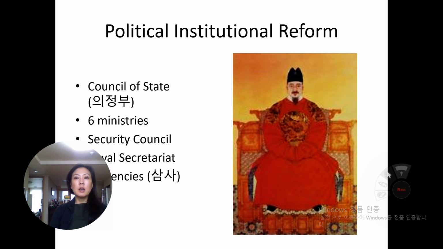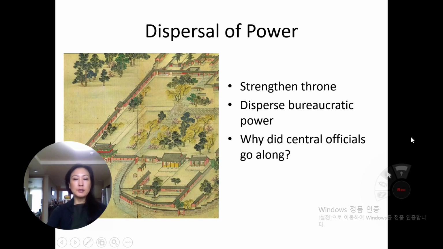So really, what this institutional reform tried to accomplish was to strengthen the throne. The power of the king had declined so much by the end of the Koryo dynasty that this was necessary to strengthen the throne and to even out the balance of power. And this included the dispersal of power. So again, strengthening the throne, but dispersing bureaucratic power.